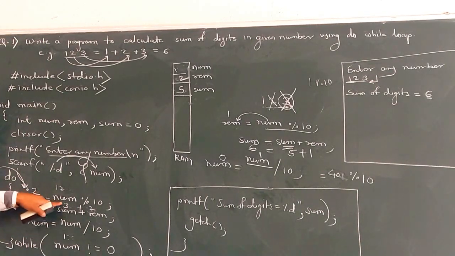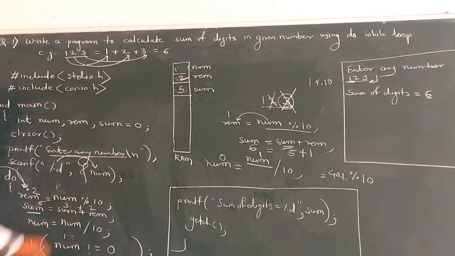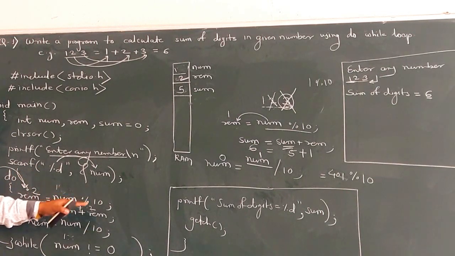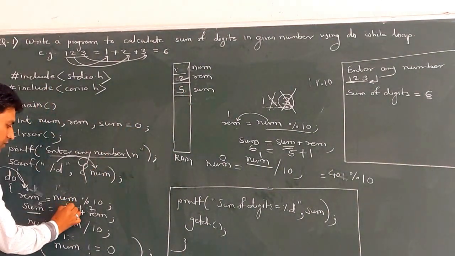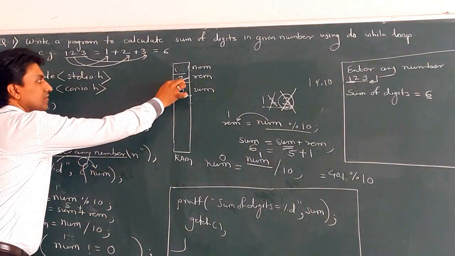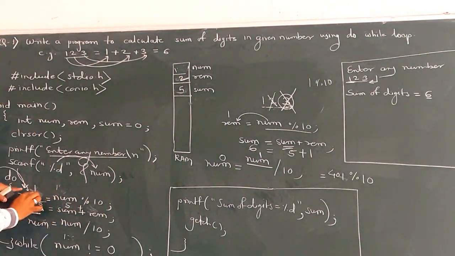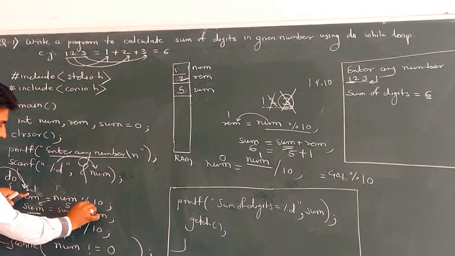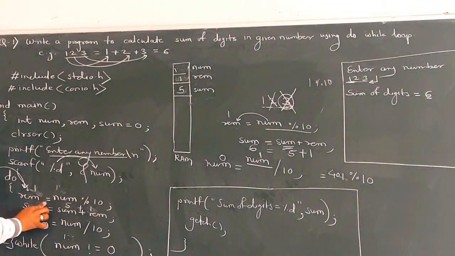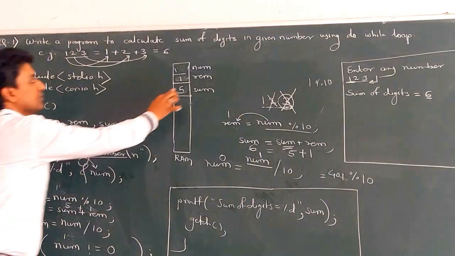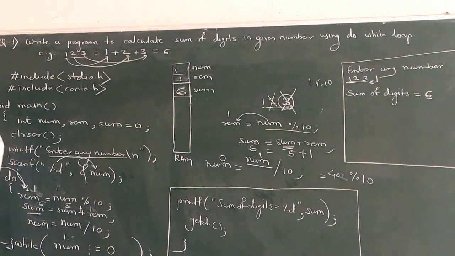Okay. Next, num. Now num is 1. 1 mod of 10. The mod operator gives you the reminder. So 1 mod of 10, the reminder is 1. That 1 is saved into the reminder variable. After that, the current value of sum is 5. 5 plus reminder. The current value of reminder is now 1. 5 plus 1 becomes 6, and 6 gets saved into the sum variable.